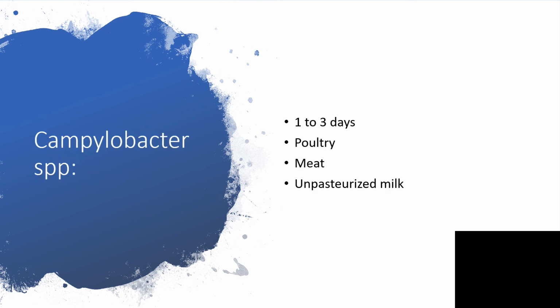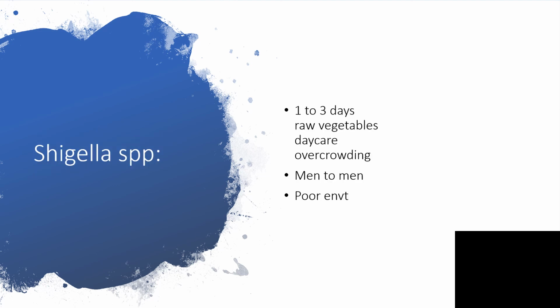Campylobacter species also cause bloody stool, and it could be acquired through poultry, meat, and unpasteurized milk. Shigella species within 1 to 3 days when you have ingested raw vegetables could also be found in daycare, overcrowded environments, and common among homosexuals, particularly men who have sex with men, and also very prevalent in poor environments.